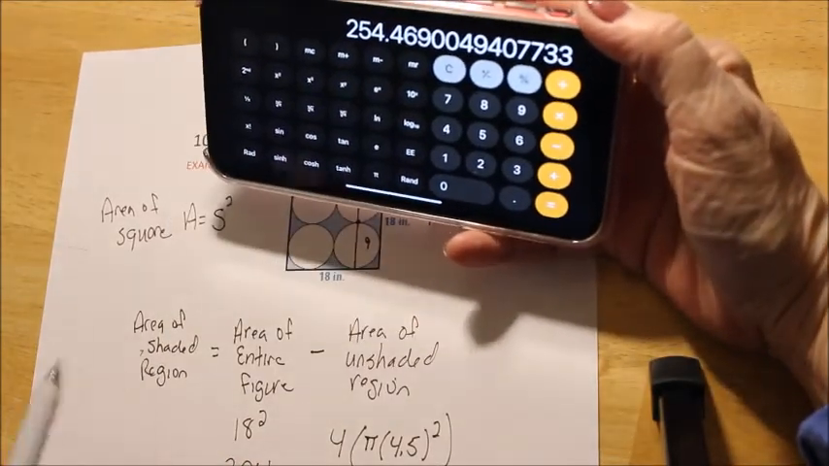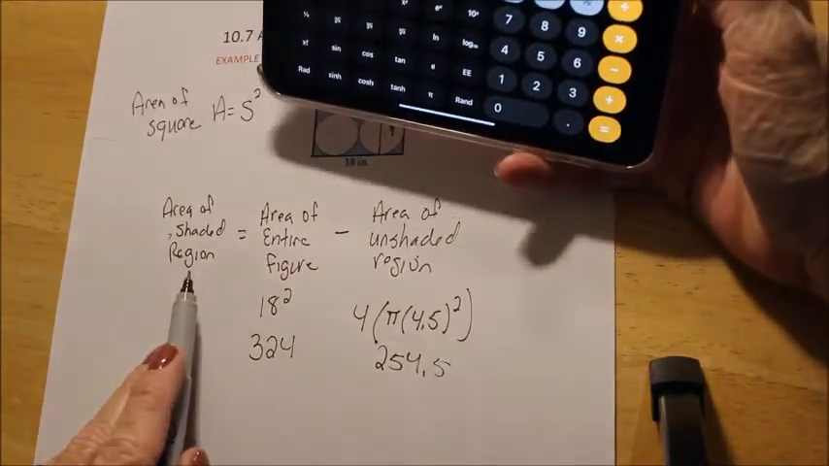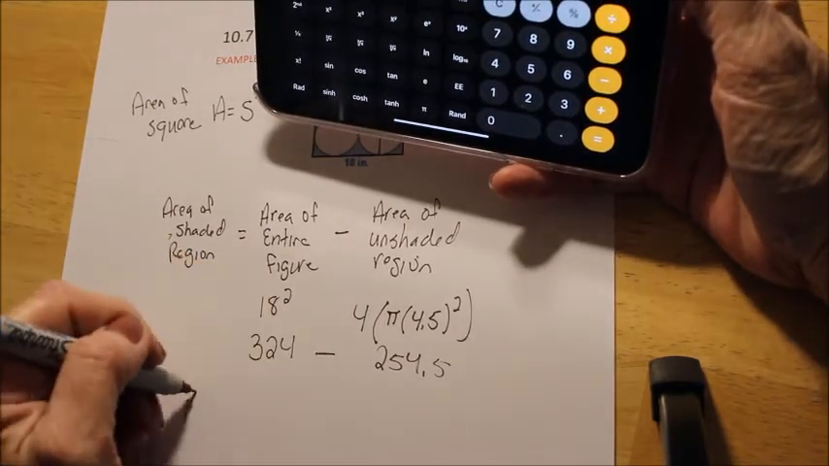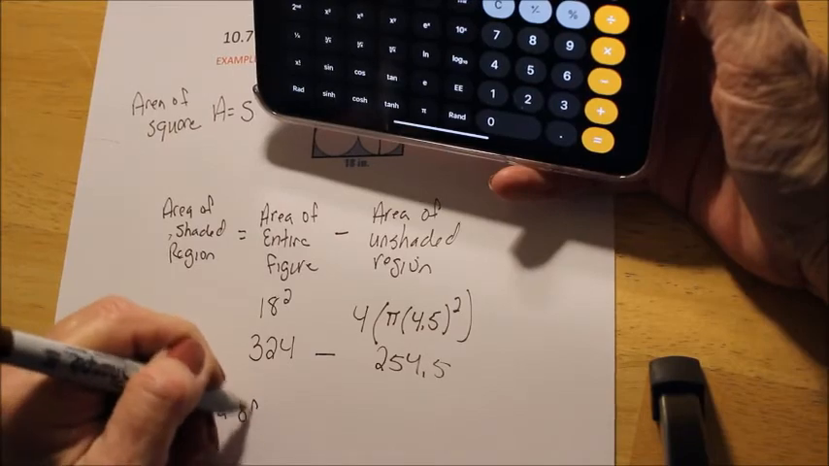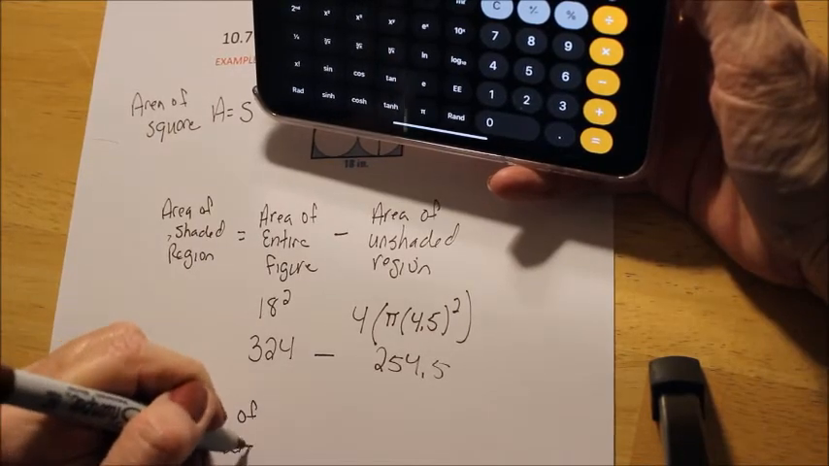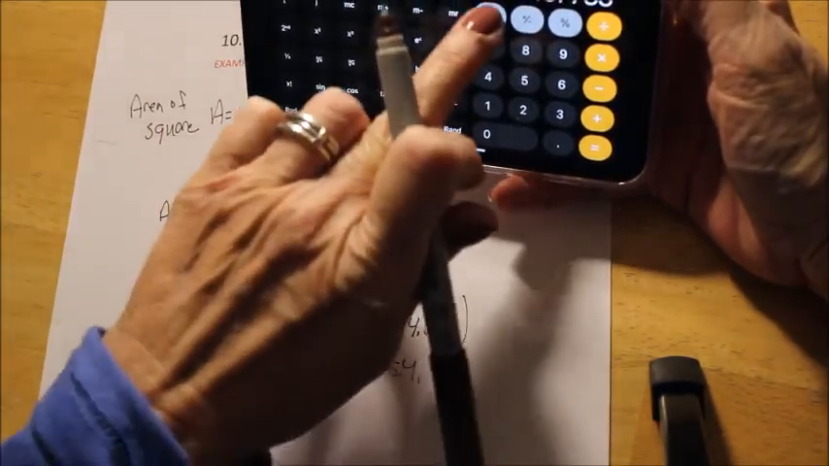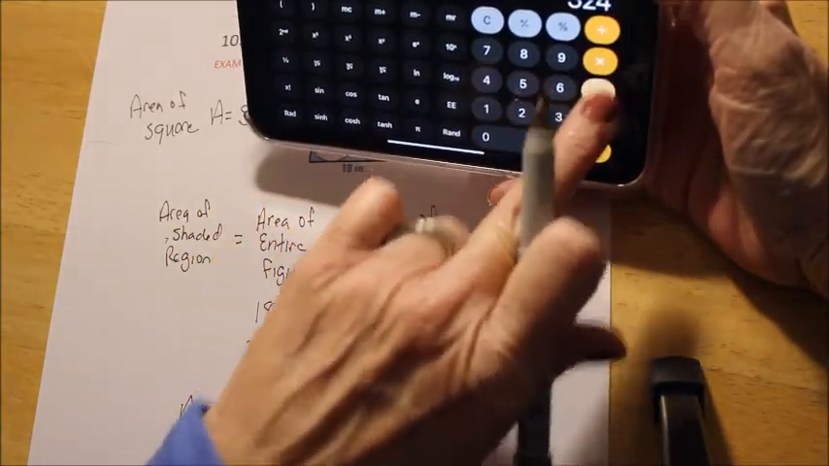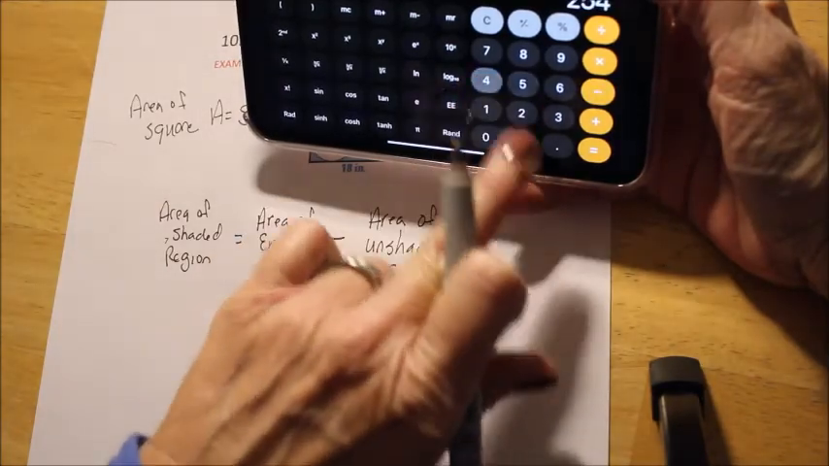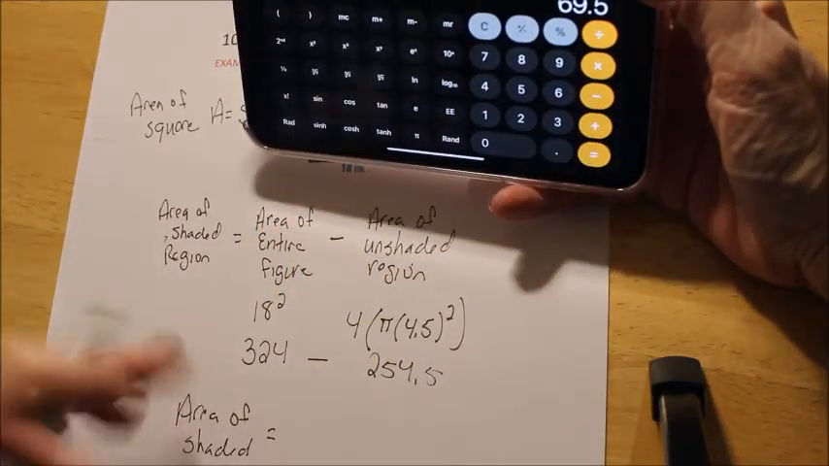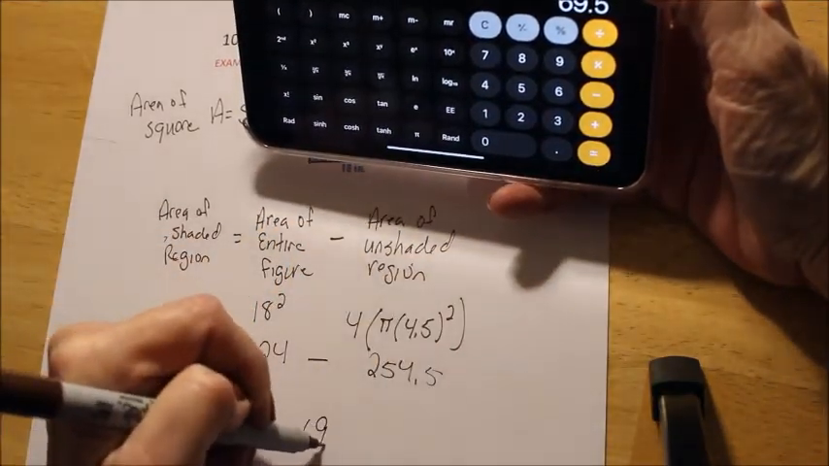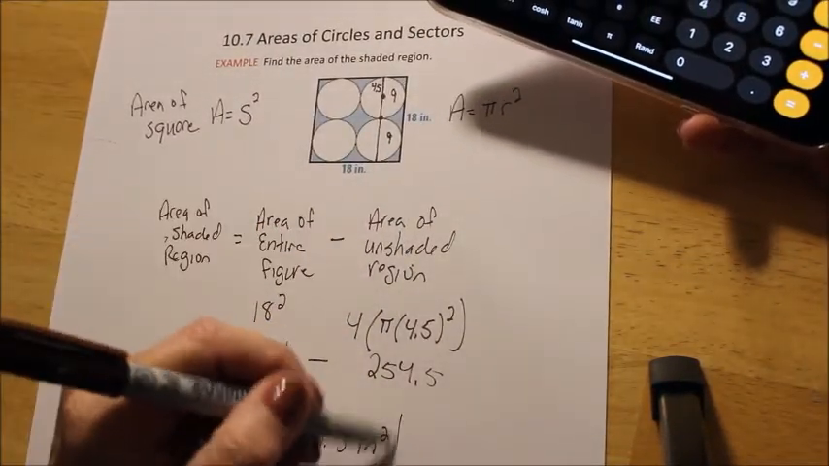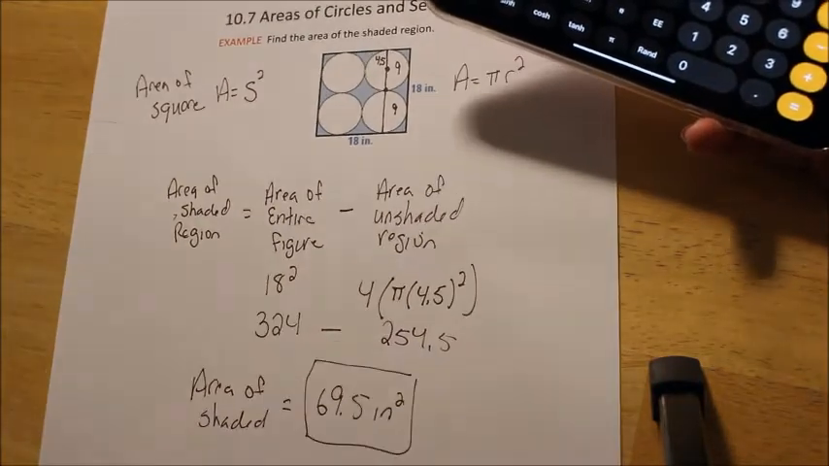Now remember, how do I find the area of the shaded region? You're going to subtract these two. And so the area of the shaded is going to equal 324 minus 254.5, and I get about 69.5. And that is in terms of inches squared. And there's the area of your shaded region.